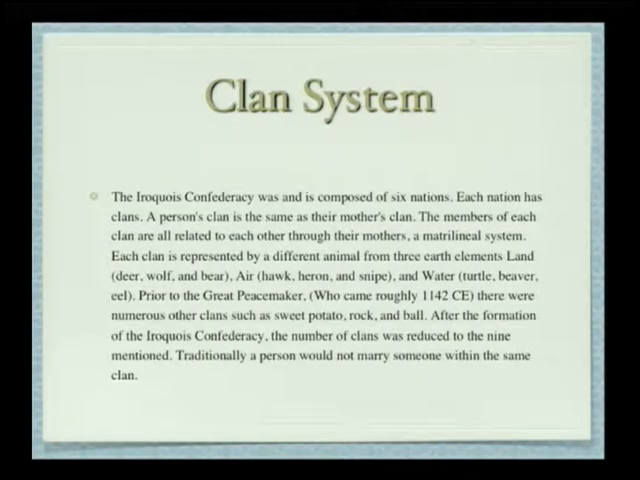So, the Confederacy was and is composed of 6 nations. Each nation has clans. A person's clan is the same as their mother's clan. We've talked about much of this already. So the peacemaker came roughly in 1142, 10th century, and that's basically according to an event as well as an eclipse, which is how we cross-dated it so precisely.